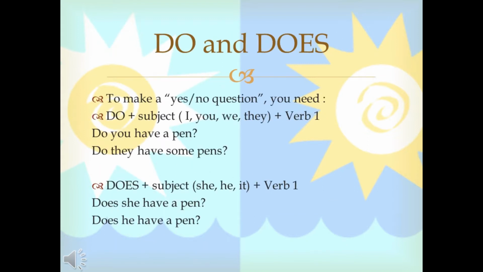Do and does. To make a yes-no question, we need do for subjects I, you, we, they plus verb 1. For example, do you have a pen? Do they have some pens? Or we also need does for subjects she, he, it plus verb 1. Does she have a pen? Does he have a pen?